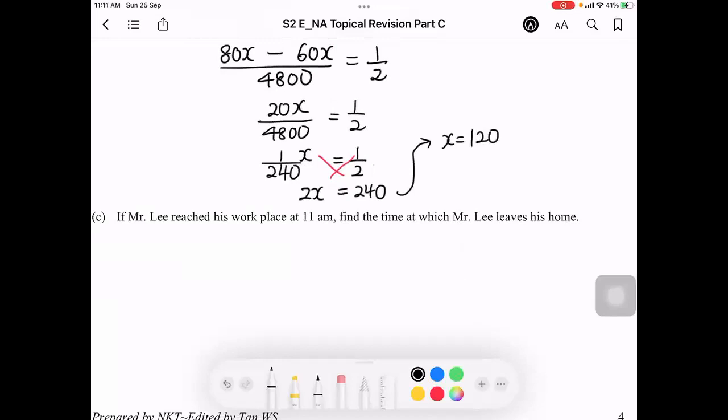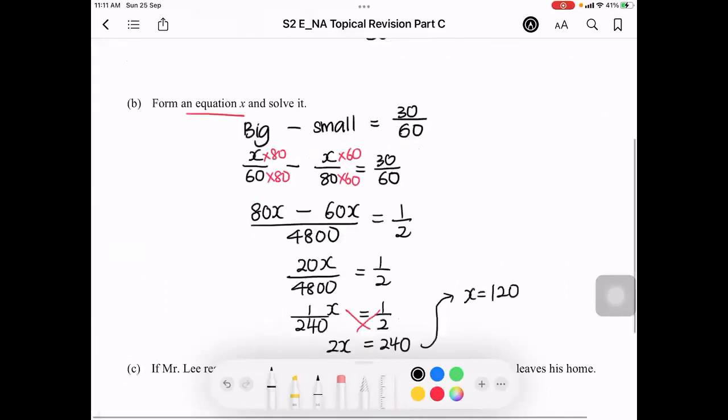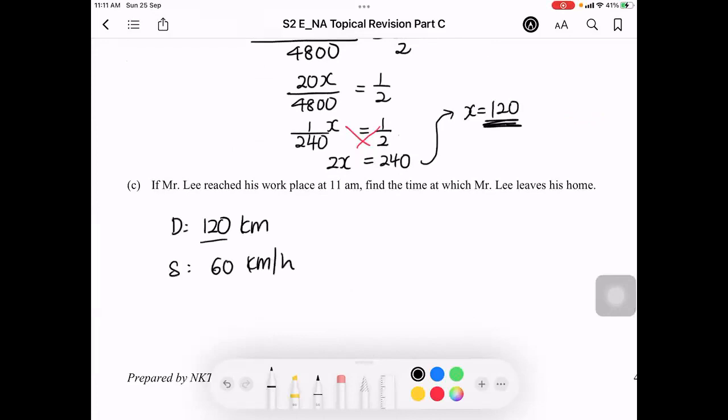So when he traveled there, he used the speed of 60 km per hour. So distance, speed, and time. The distance is 120, which is x we found, kilometers. The speed that we go there is 60 km per hour. The time taken is distance divided by 60. 120 divided by 60 gives me 2 hours.